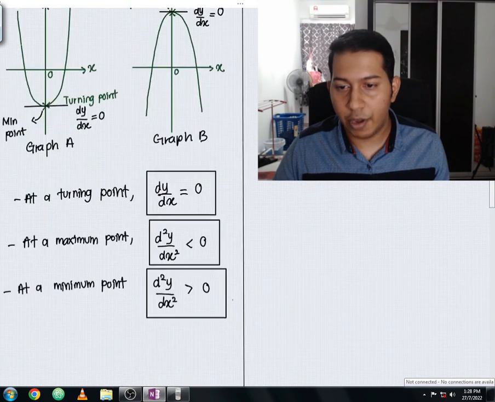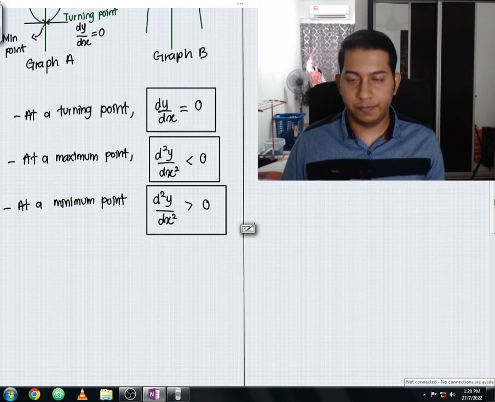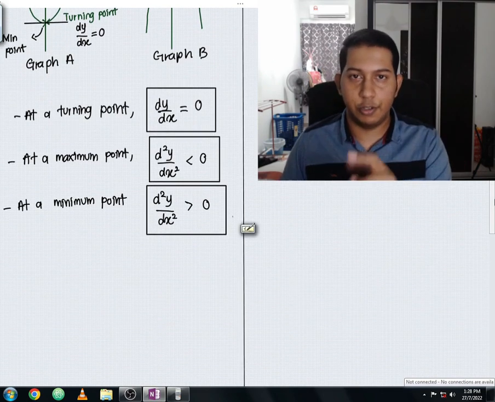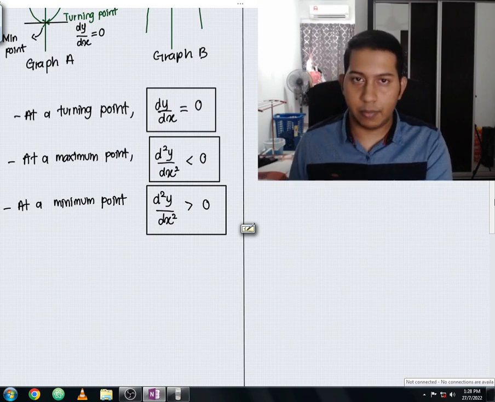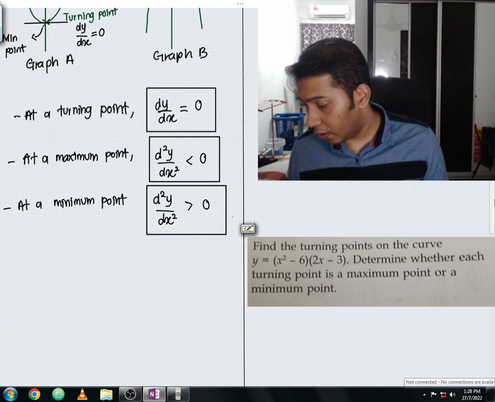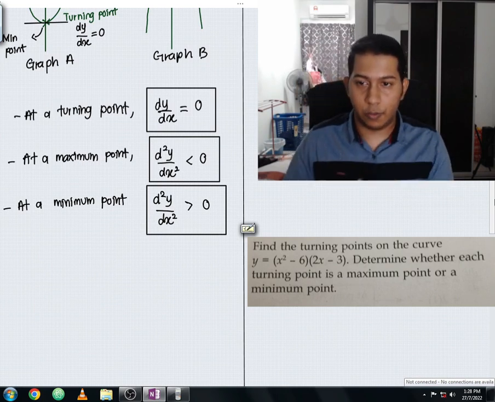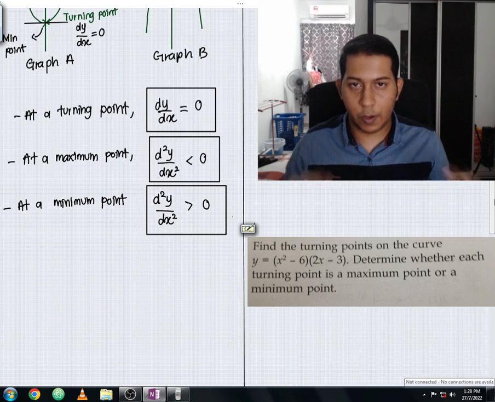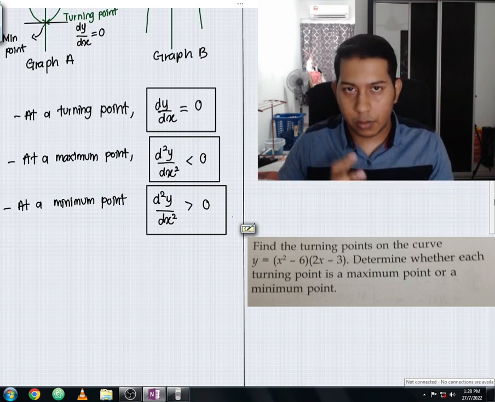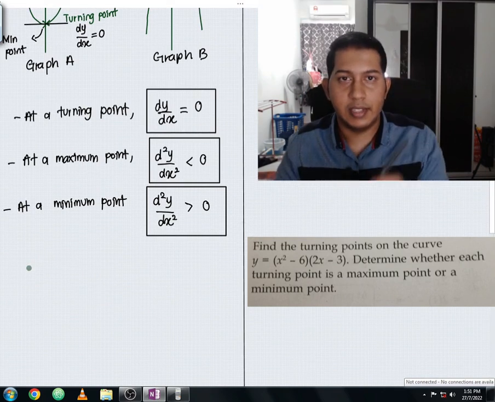Now I'm going to discuss one example. Let me read the question now. By the way, you will see the question in image form shortly, but I'm going to read the question from the book over here. Find the turning points on the curve y equals x squared minus 6, times 2x minus 3. Determine whether each turning point is a maximum point or a minimum point. So that is the question. Let us solve this together. I'm going to teach you how to solve this question.